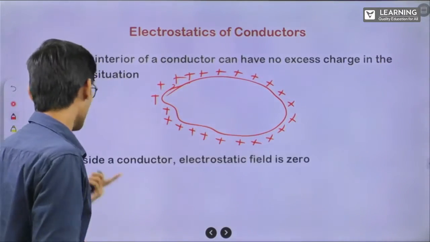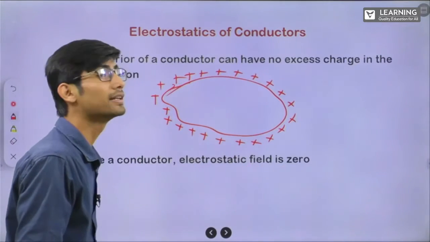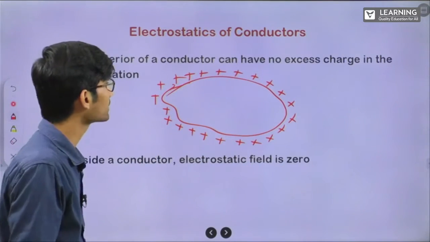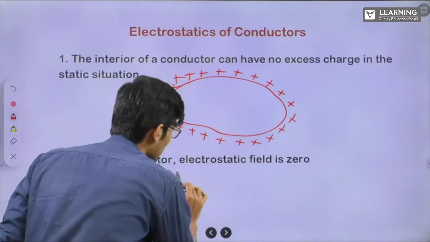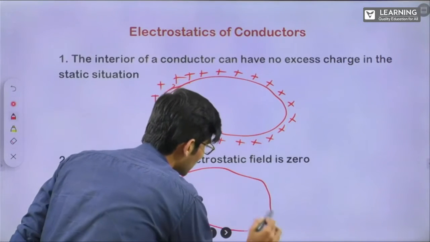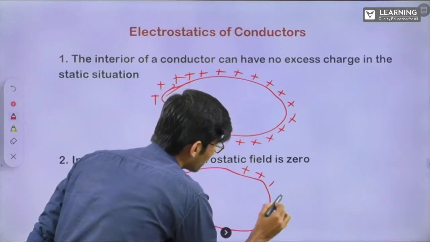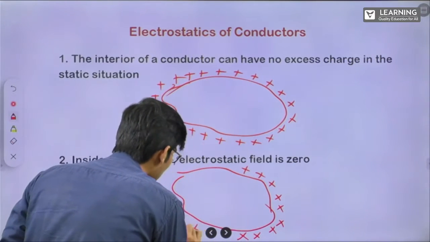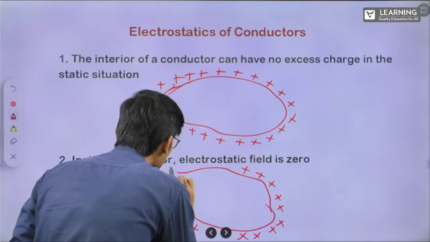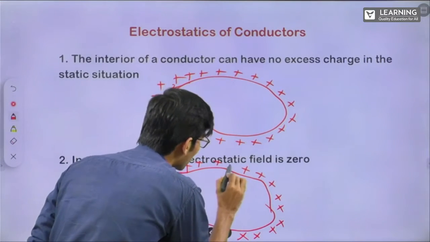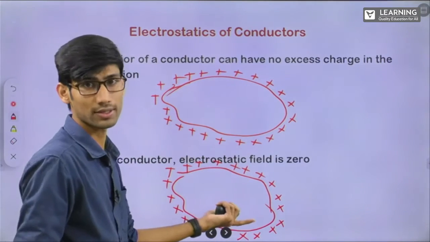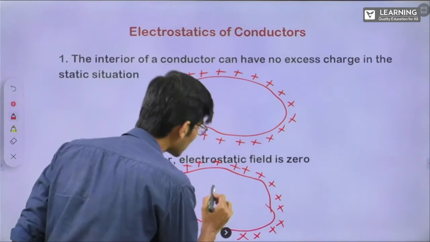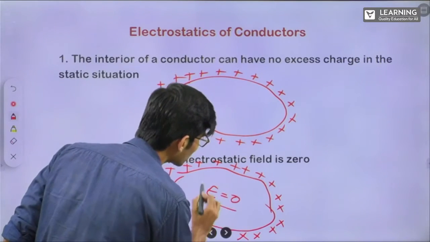Next, inside a conductor, electrostatic field is 0. Again, very simple. Let's say this is a conductor. All the excess charge I have given is here at the surface. If the excess charge is at the surface, inside there is no charge. Inside it is neutral. So that means electric field inside will also be 0.